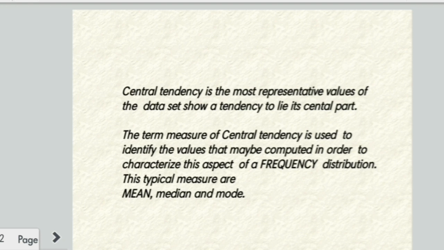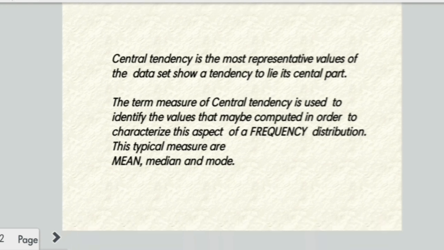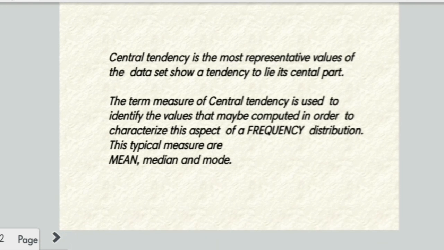Let's start with the central tendency. Central tendency is the most representative value of a dataset, a tendency to lie at its central part. A measure of central tendency is used to identify the values that may be computed in order to characterize this aspect of a frequency distribution. Frequency distribution.